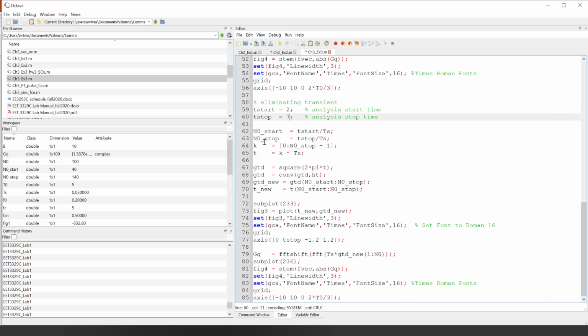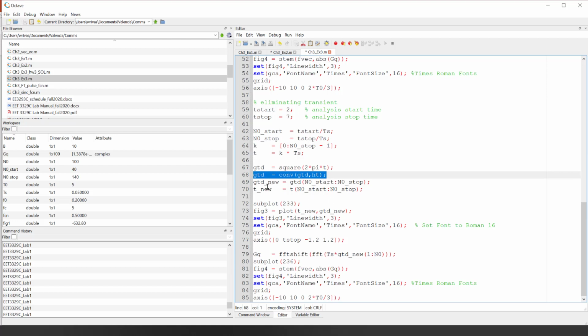So I'm going to have a new start and a new stop time, and I need to figure out where those are. And I'm going to have a k that goes from there to the stop time now, okay? And we establish our t vector the same way we did before. We calculate the square wave. This is the original square wave. It's just going to go from 0 to 7 instead of 0 to 5. We're going to convolve it with our filter. We're still doing the convolution with the filter and its impulse response, right?